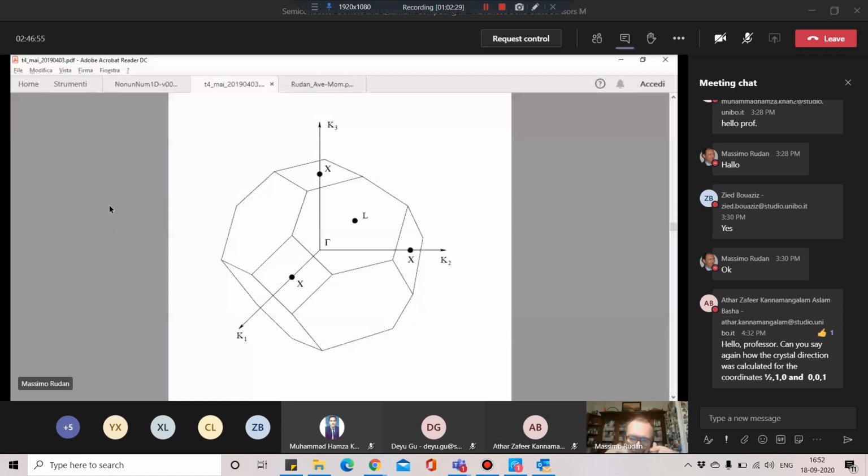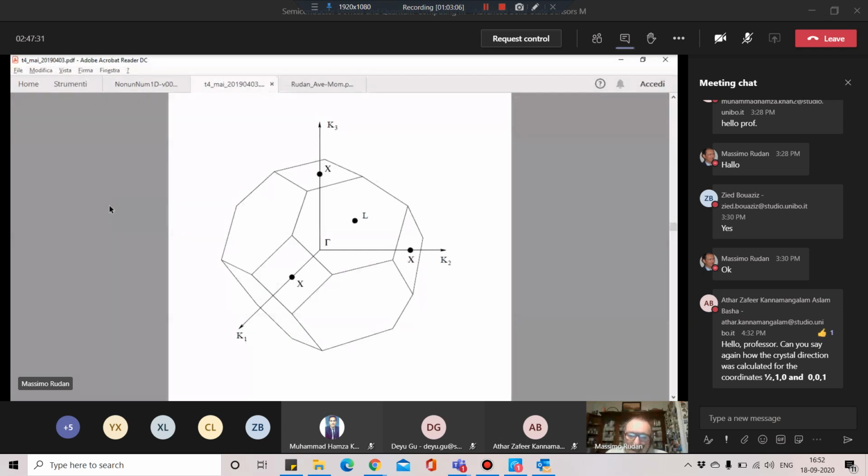It happens that in the cubic lattice, the direction K1 coincides with the crystal direction that we called 1, 0, 0. K2 corresponds to 0, 1, 0. And K3 corresponds to 0, 0, 1. Okay, this is for the cubic lattice.